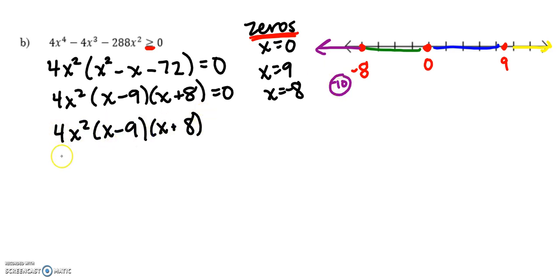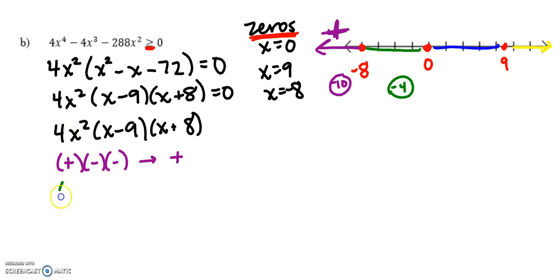So if I plug in -10, this term is going to end up being positive. -10 minus 9 is a negative. -10 plus 8 is going to be a negative, so that overall result is positive. My green interval, a number between 0 and -8, I'm going to choose -4. So this term is again going to be positive because -4 squared will turn positive. This is going to be a negative. -4 plus 8 is a positive. Overall result is negative.